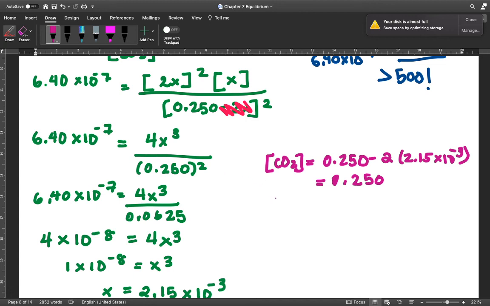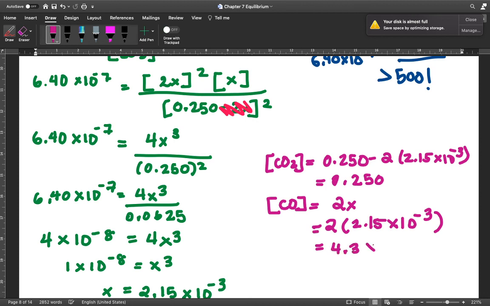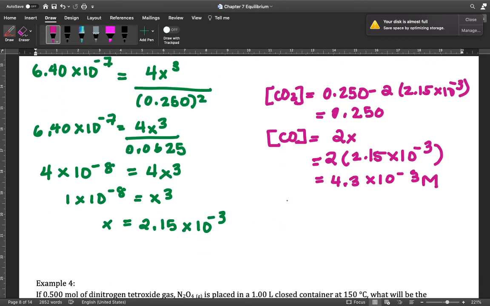My concentration of carbon monoxide is going to be 2x, which is 2 times 2.15 times 10 to the power of negative 3, which will give me a number that is 4.3 times 10 to the power of negative 3 moles per liter. And lastly, my concentration of oxygen gas is just the value of x, which is 2.15 times 10 to the power of negative 3 moles per liter. So that was example number 3.